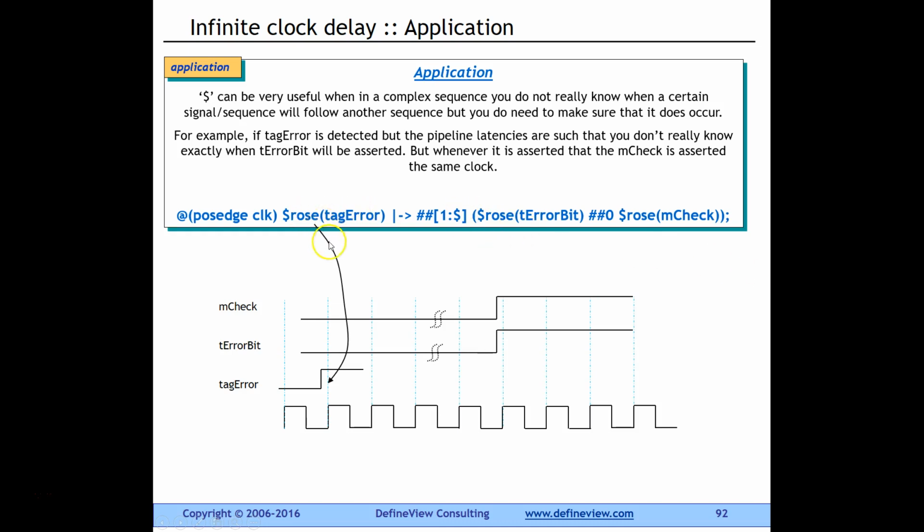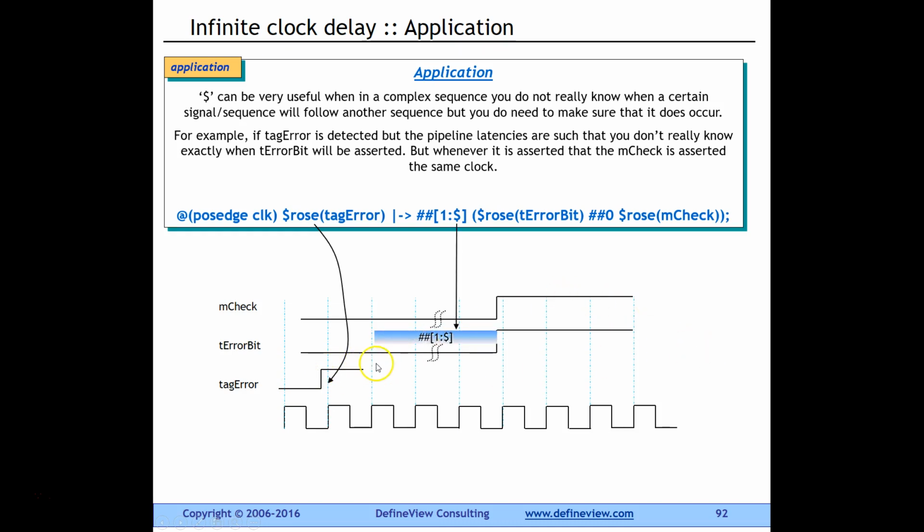So here's the $rose tag error. And note that my arrow stops at the clock edge, because it's at the posedge of the clock edge that we are going to sample in the preponed region. If tag error is 1, and in the previous clock, in the preponed region, tag error was 0, hence we detect $rose tag error.